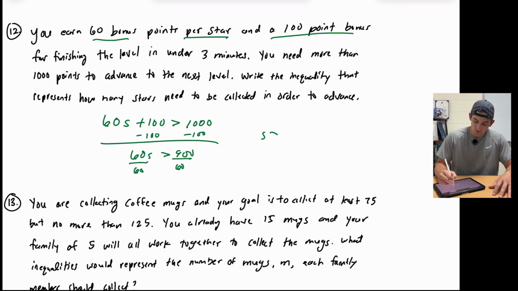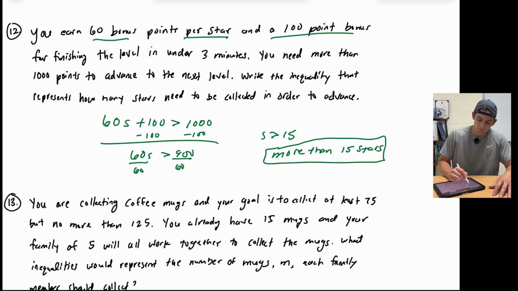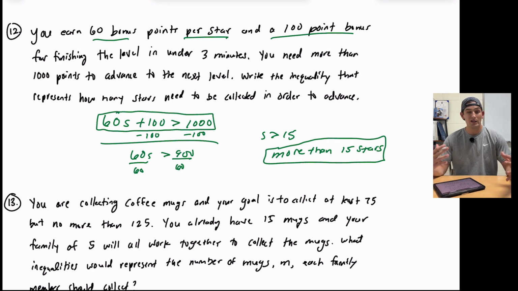So we get s is greater than 15, which means we need to collect more than 15 stars to advance to the next level, right? So we see our original inequality there, and then we see our answer on the right. We need more than 15 stars.